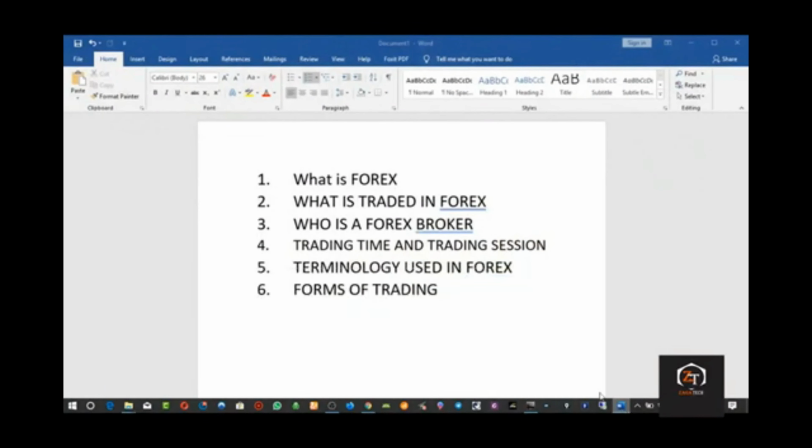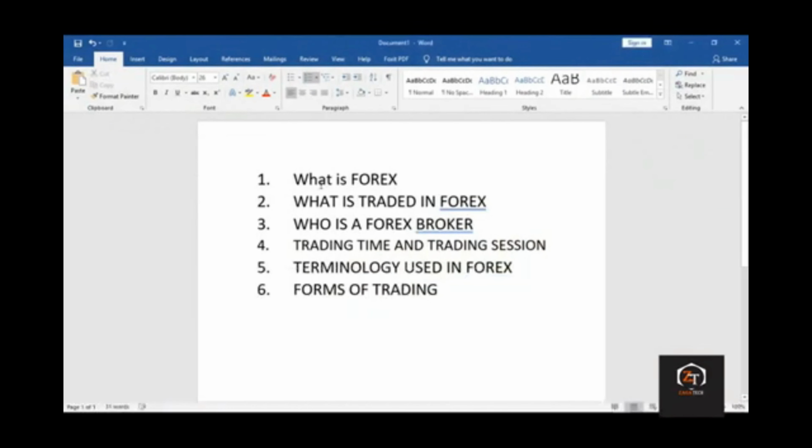The first thing you need to know is: what is forex trading? You need to Google about it and know what forex is all about. Then the second thing is what is traded in forex. You need to Google that too and know what is being traded in forex. Then, who is a forex broker? You have to Google about that.